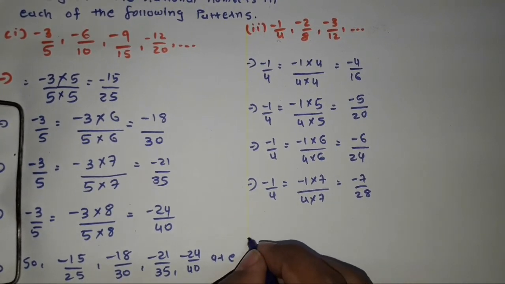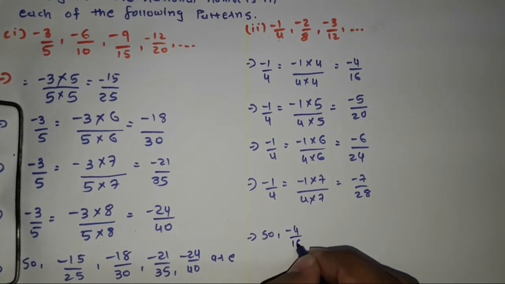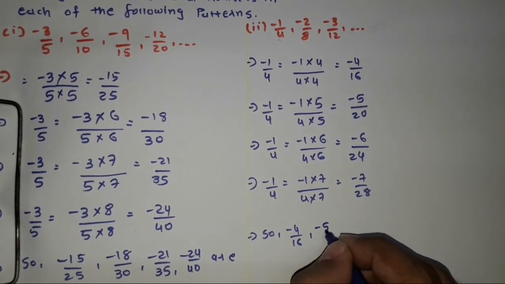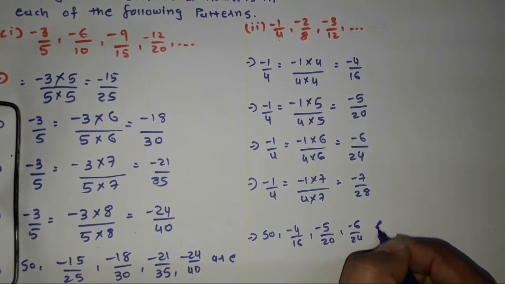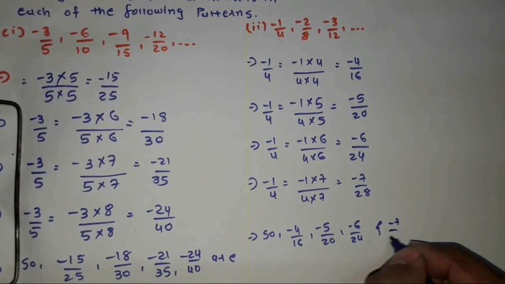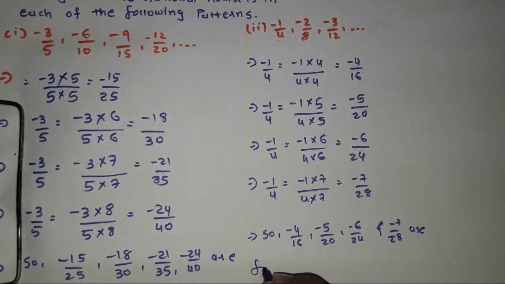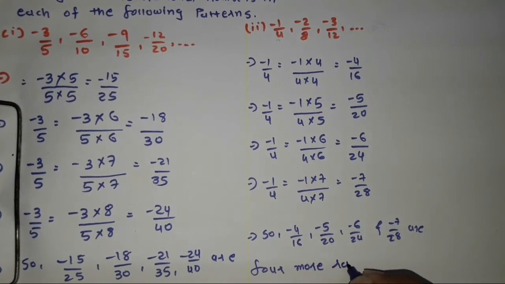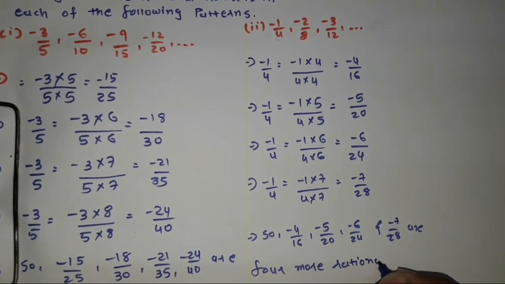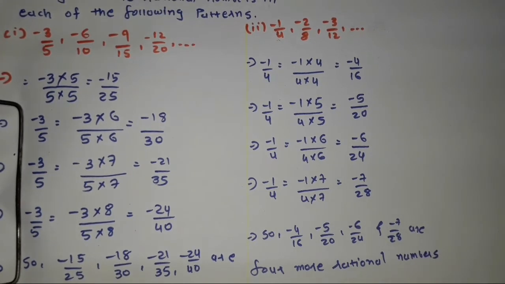So at last we can write down that minus 4 upon 16, minus 5 upon 20, minus 6 upon 24 and minus 7 upon 28 are 4 more rational numbers in the given pattern.